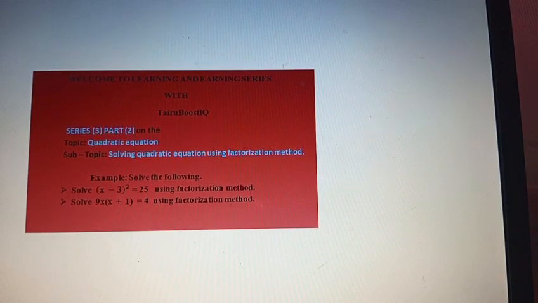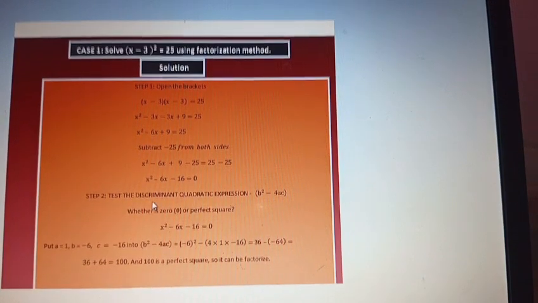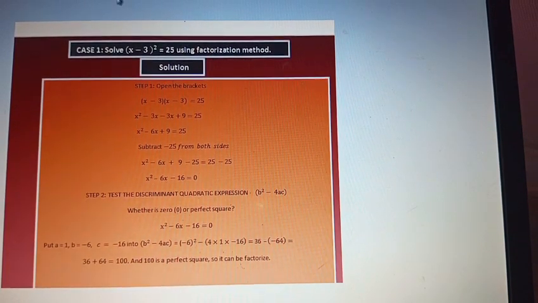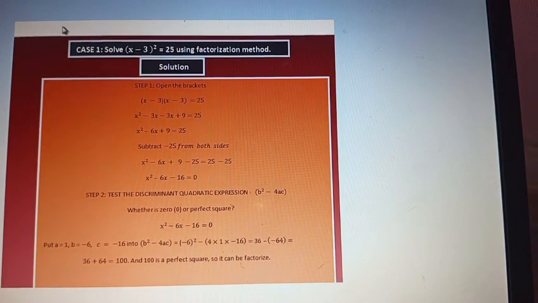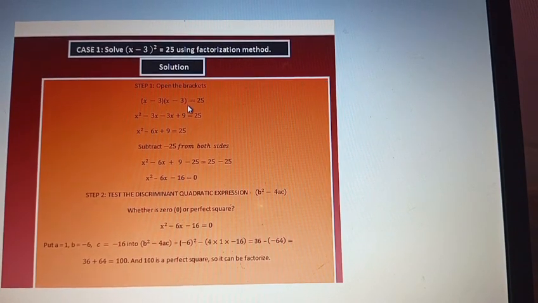Now, case 1. Solve (s minus 3) squared equals 25 using factorization method. Solution. The first thing we have to do is open the bracket. Since we are having (s minus 3) squared, since there are two, we are going to have (s minus 3) and (s minus 3). We close our bracket equals 25.